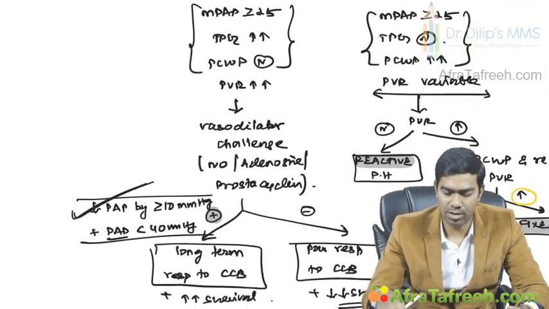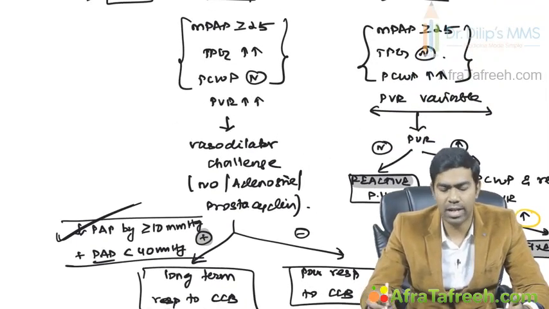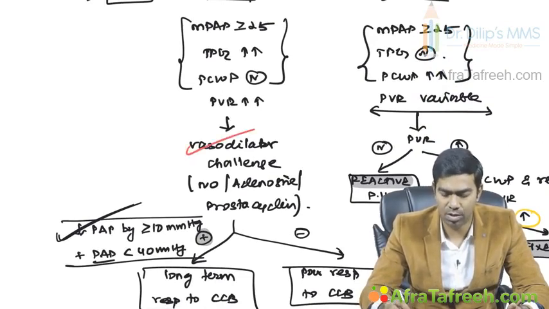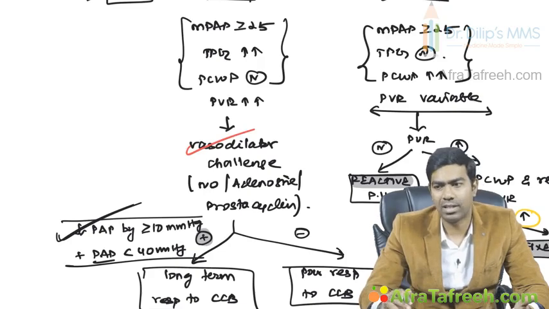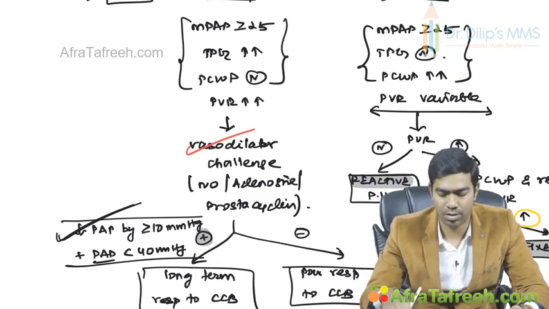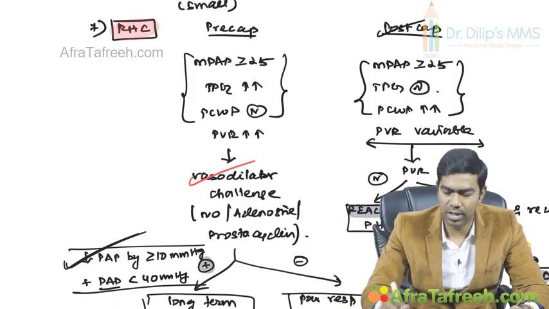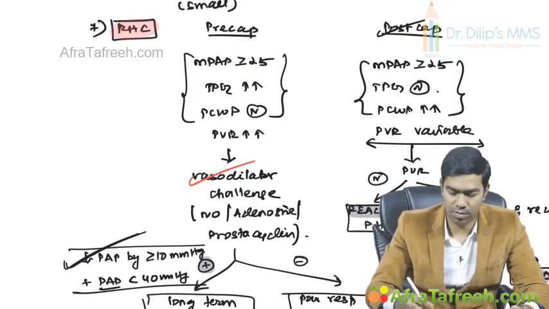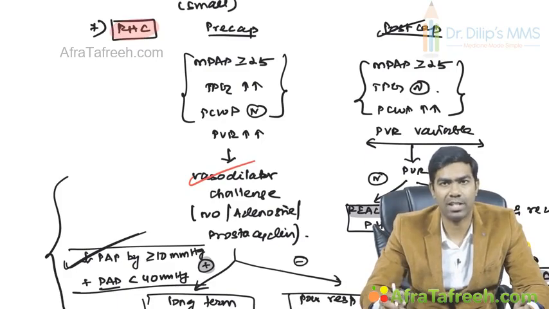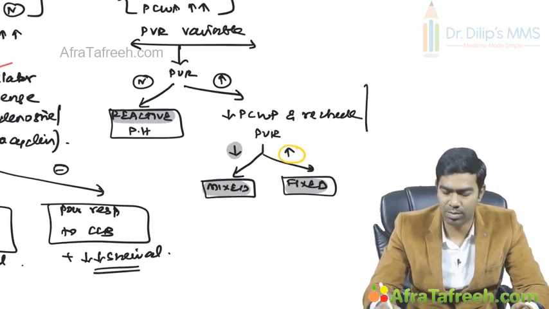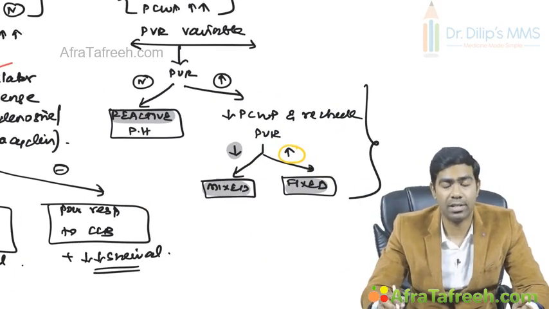So this is the idea. Which means this NO challenge, or this vasculature challenge, is not only helpful for assessing the disease, it's also helpful for assessing the prognosis, as well as treatment. Similarly, your right heart catheterization will not only be helpful for making the diagnosis, it's also for prognostication and management decisions.